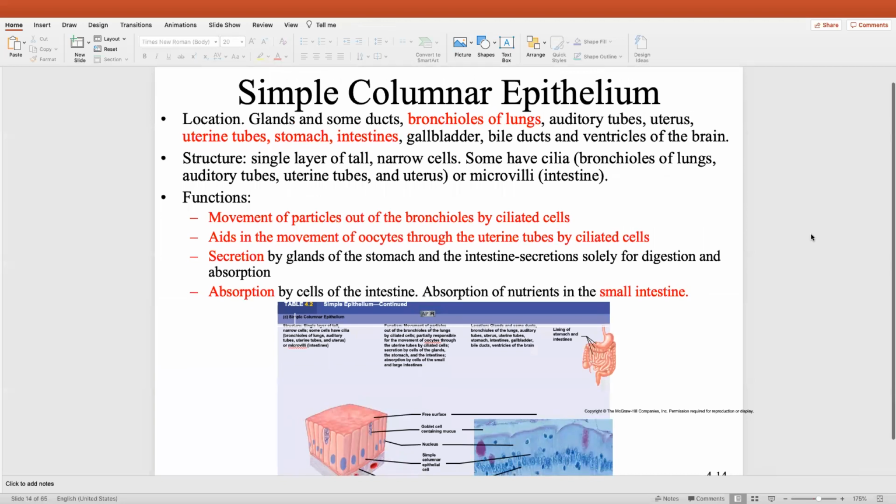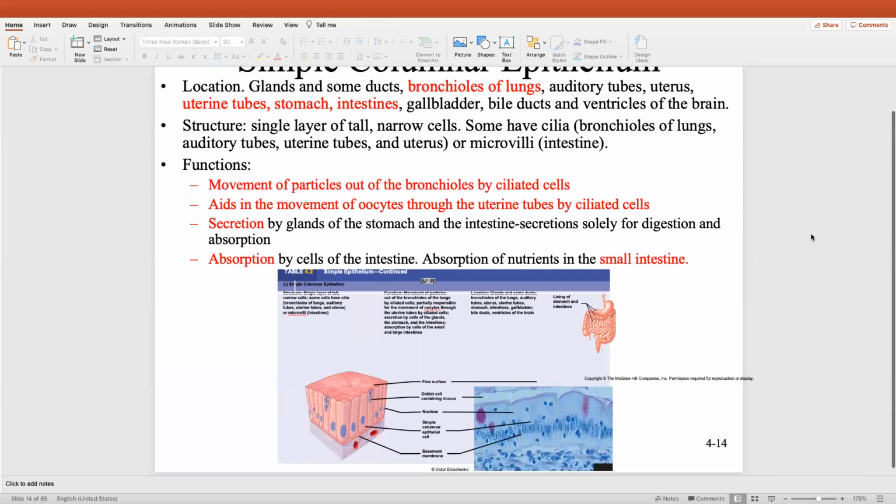The next one, simple columnar epithelium. When you look at simple columnar epithelium, the locations are the bronchioles of the lungs; they're found in the uterine tubes, stomach, and intestine. When they're found in the bronchioles and the uterine tubes, they usually have cilia attached to them. When they're found in the stomach and intestines, they have microvilli attached to them. Why? Different functions, right? Microvilli are there for increased absorption.